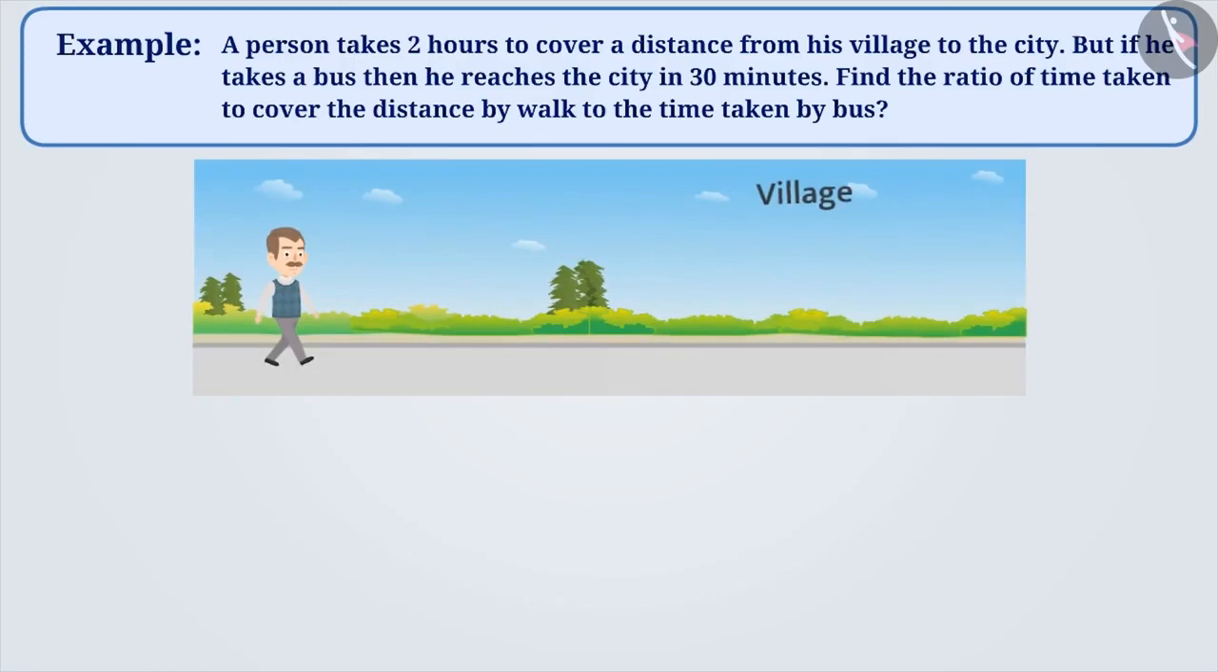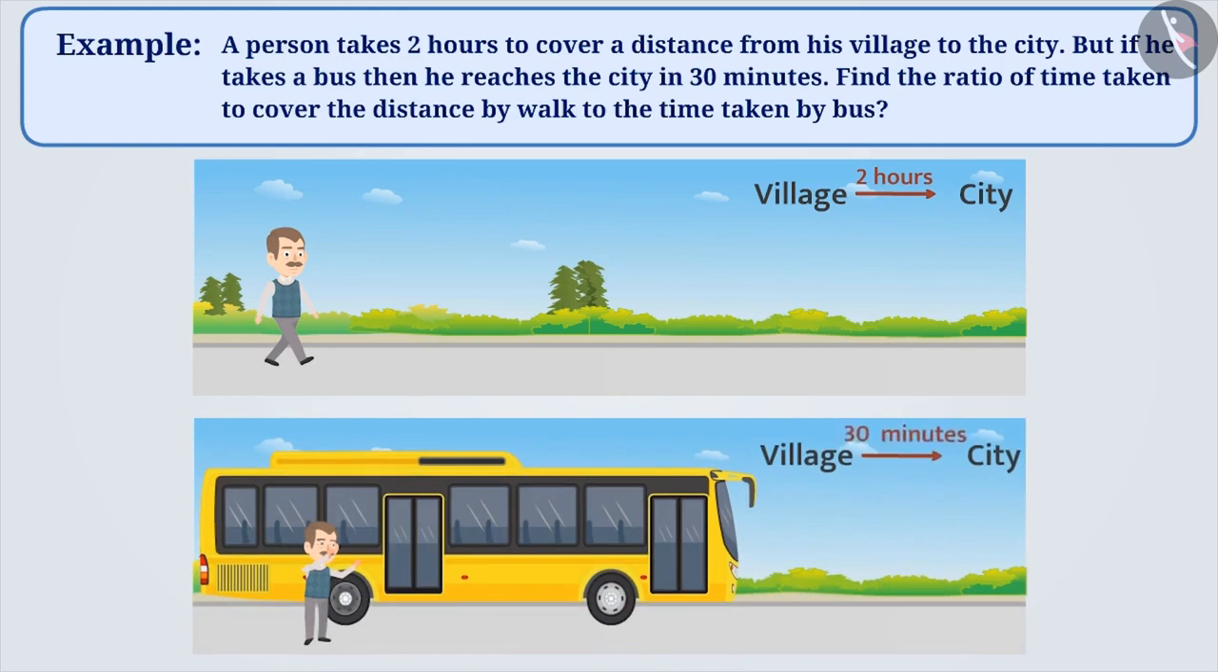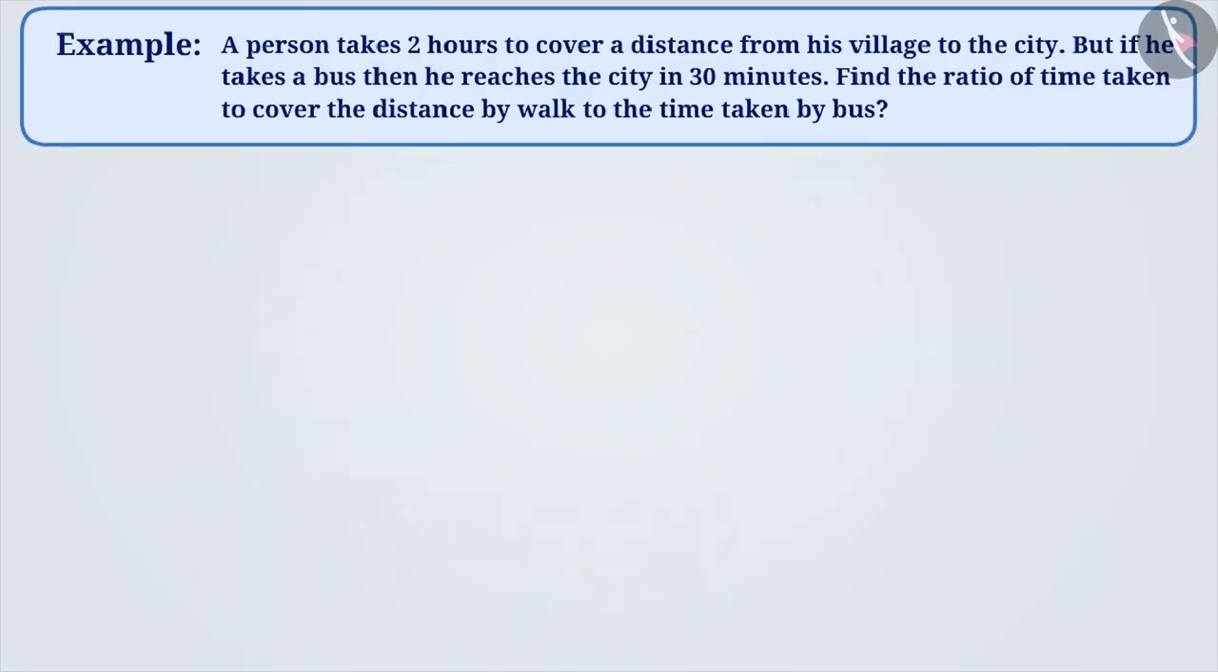Next example. A person takes 2 hours to cover a distance from his village to the city. But if he takes the bus, then he reaches in 30 minutes. Find the ratio of the time taken to cover the distance by walk to the time taken by bus.